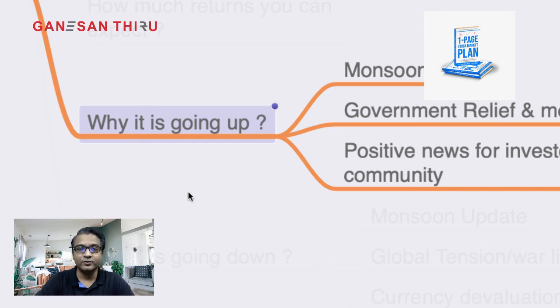And also any positive news for the investor community, as I said, corporates as well as investors, it will go up. Investors include foreign institutional investors as well as domestic institutional investors. These are a few of the important reasons, not the entire thing, for the stock market to go up.